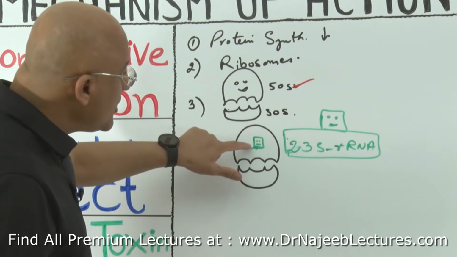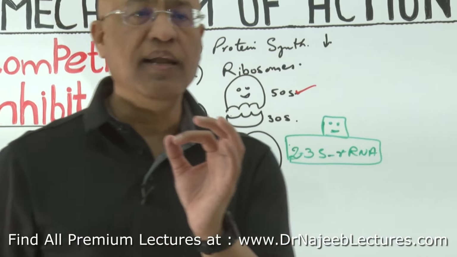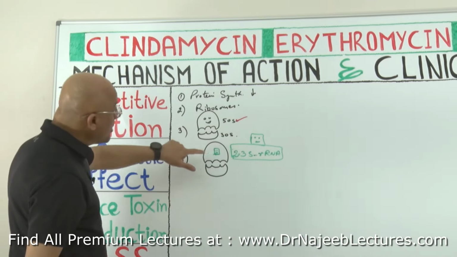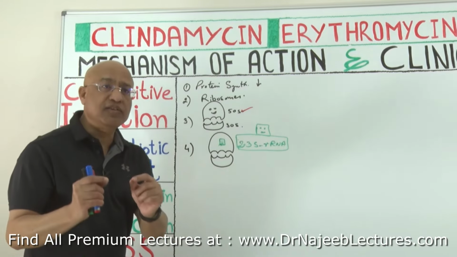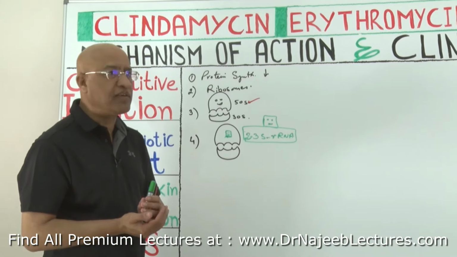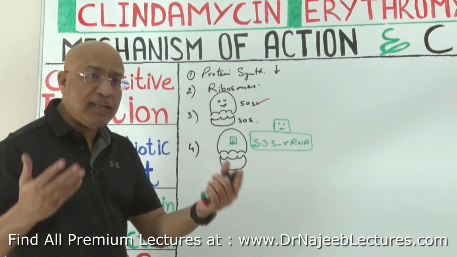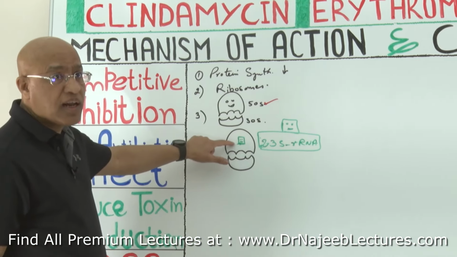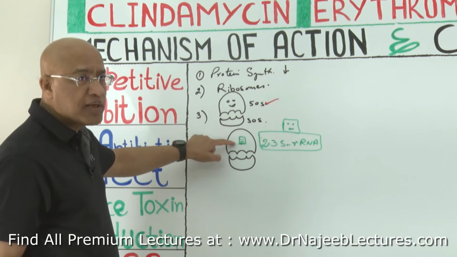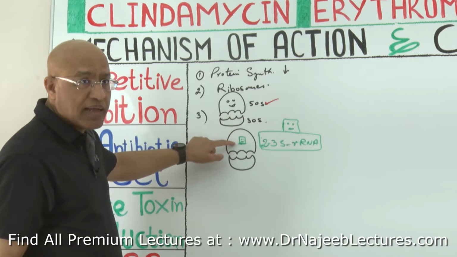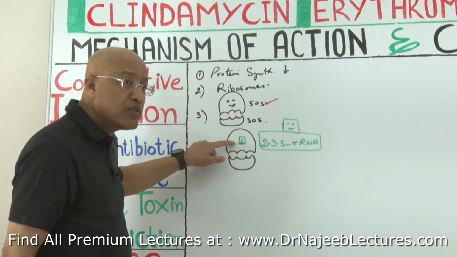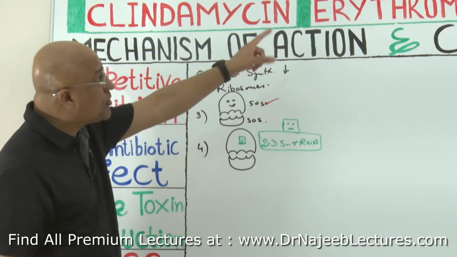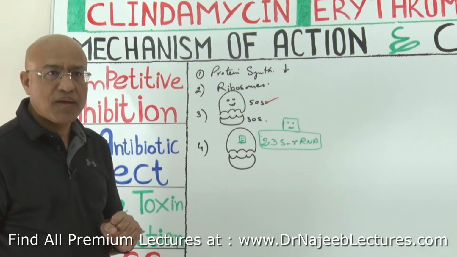Basically, this ribosomal RNA has a special catalytic activity. It works like an enzyme, because this 23S acts as an enzyme. It is a very special exception, since almost all enzymes are protein in nature, but this is a special catalytic component present in the 50S subunit, consisting of 23S ribosomal RNA. Actually, all three of the drugs work on this subunit.